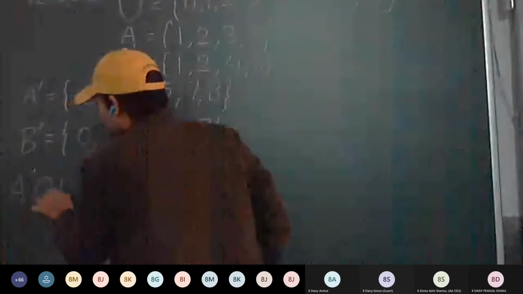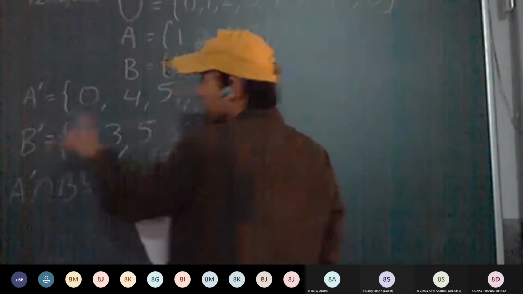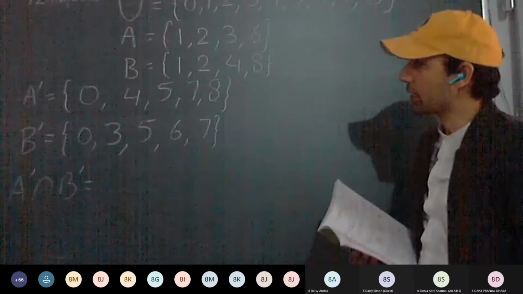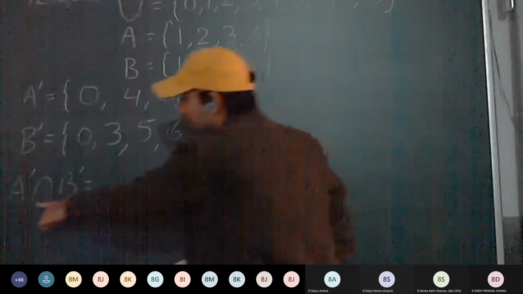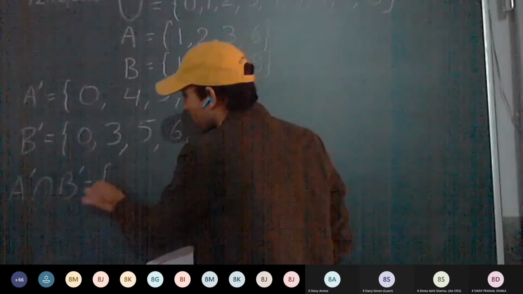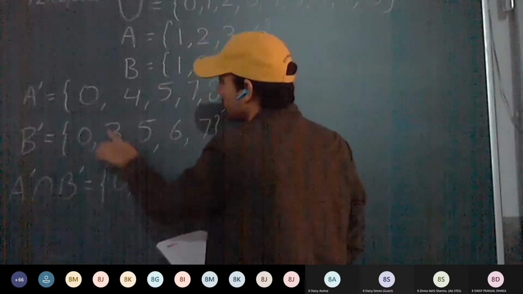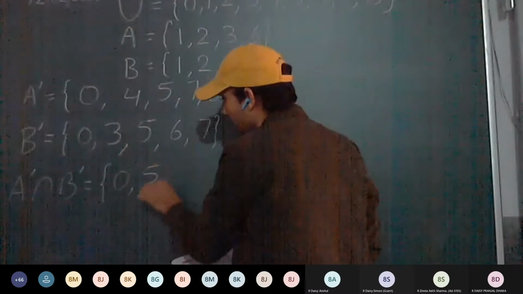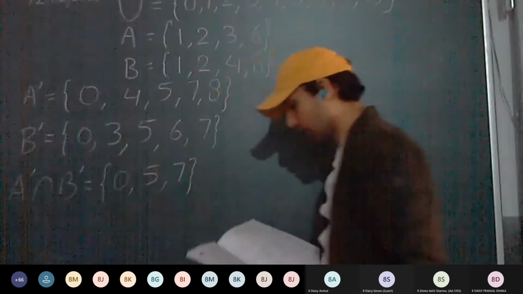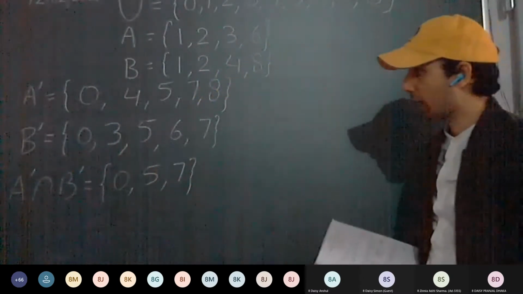A dash intersection B dash. We have to take intersection of these two sets. We already found A dash and B dash. Now we have to find their intersection. The intersection will be how much? Which will be the elements? 0, 3 won't be there, 4 won't be there, 5, 7. Okay.